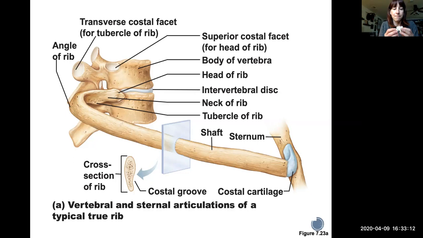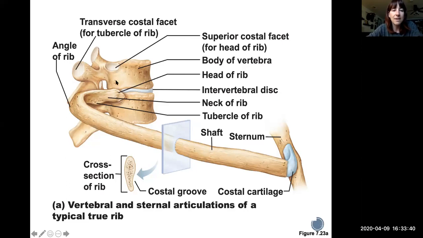So on this one, that's going to be here and here. These little guys are going to articulate with the rib as well. So the ribs actually articulate in 2 different places on the thoracic vertebrae that they are associated with, at the costal facet and then again at the transverse process, at the end of the transverse process.